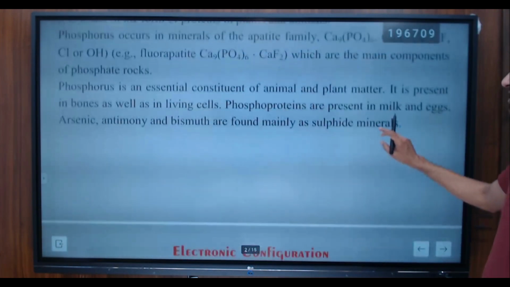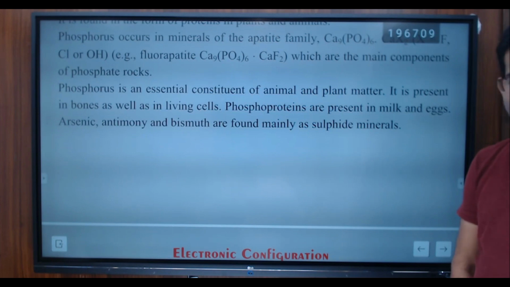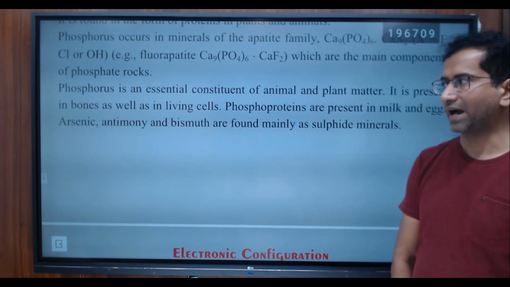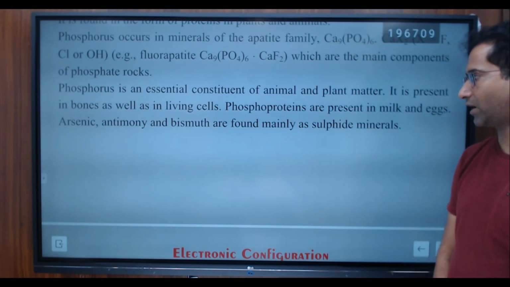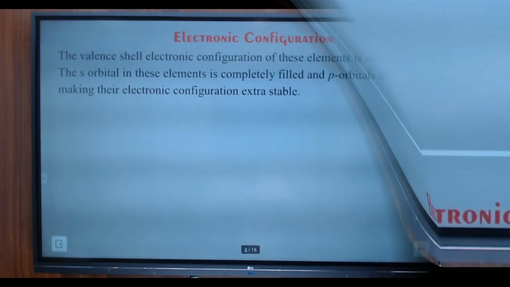Phosphorus is an essential constituent of animal and plant matter. It is present in the bones as well as in living cells. Phosphoproteins are present in the milk and eggs. Arsenic, antimony and bismuth are found mainly as sulfide in the minerals.